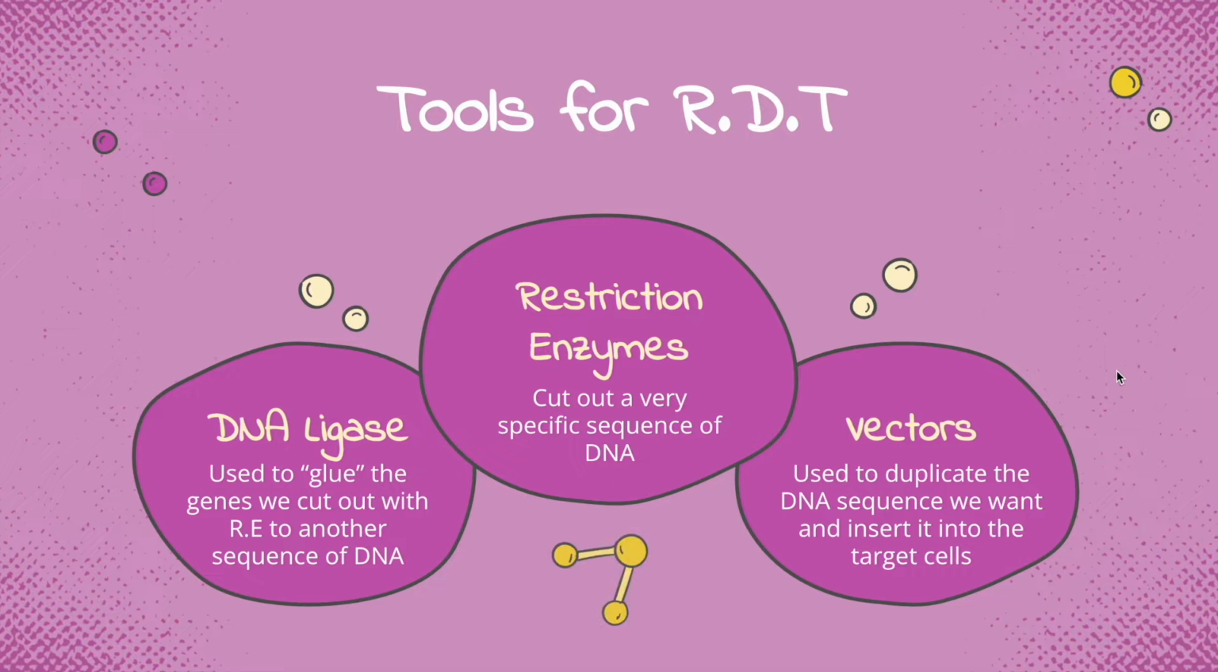First, we need our restriction enzymes that cut out a very specific sequence of DNA, and then DNA ligase, which is used to glue the sequences we cut, and then vectors, which will duplicate and insert the stuff we glued together into the target cells.